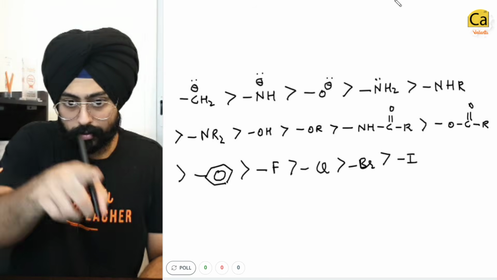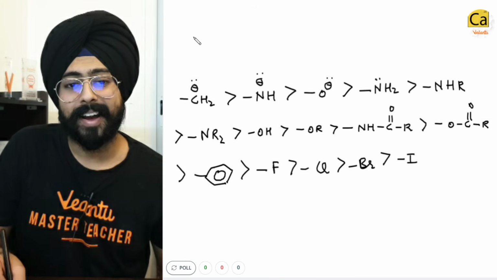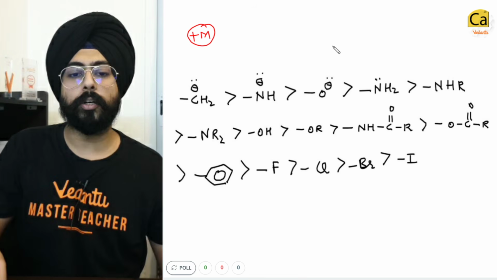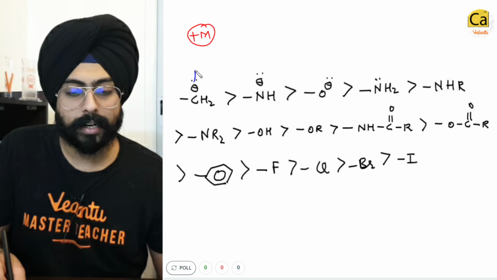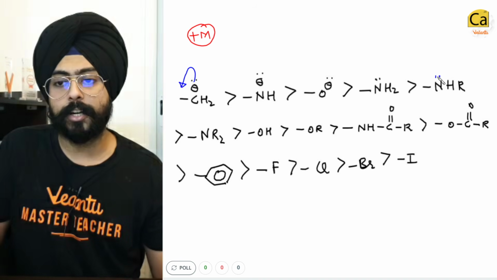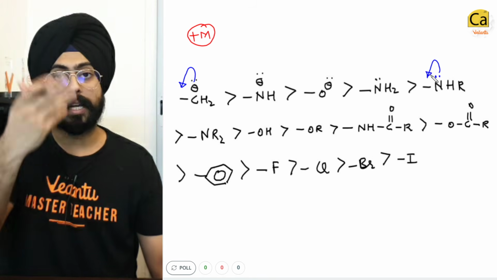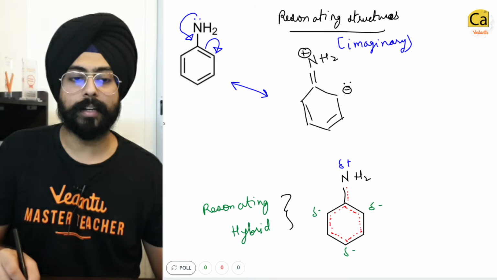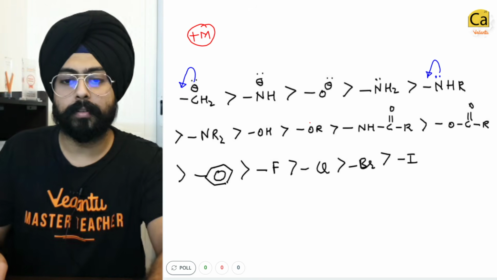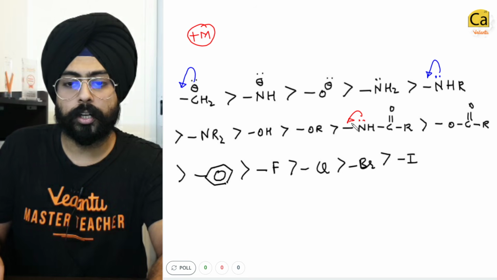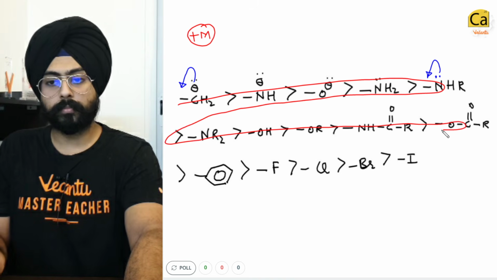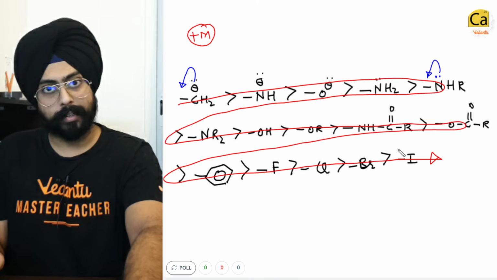These groups that I've shown you over here are the plus M groups. Plus M means these will donate electrons into the system. So for example, you have CH2 with a negative charge. This negative charge will be pushed into the resonating system. Similarly, you have NHR, nitrogen has a lone pair. This lone pair will be pushed into the system like it was pushed over here. Similarly, OR pushed into the system, lone pair, very nice, pushed into the system, so on and so forth. So this is the order. It continues like this. This is the direction of the order.